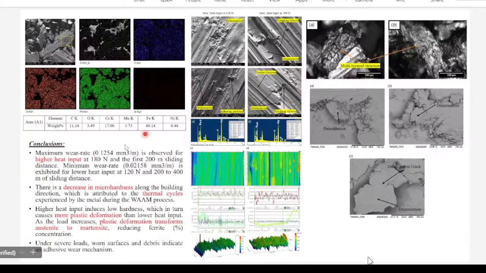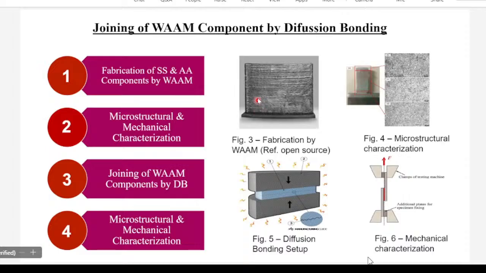This is the wear rate we have calculated, and we can see the plastic deformation. Higher heat input induces low hardness, which in turn causes more plastic deformation than lower heat input. As the load increases, plastic deformation transforms austenite to martensite, reducing ferrite concentration. These are the major outputs of this paper, and this is the work that my MTech student has done at IIT Delhi.